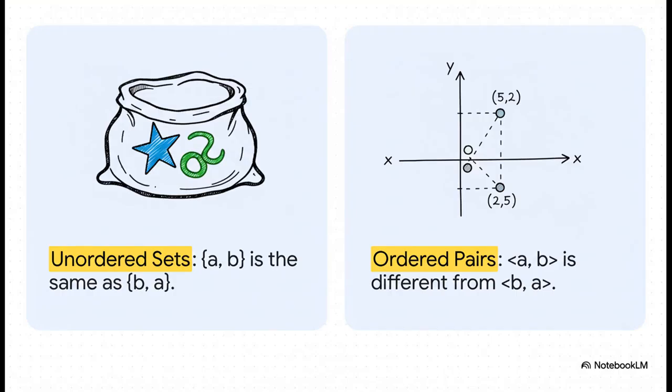It doesn't matter how you arrange them inside, it's still the same bag of stuff. But let's be honest, a simple bag of things isn't going to get us very far, is it? To actually build anything with structure, like a database or a computer program, we need order. And this brings us to a new idea: the ordered pair.